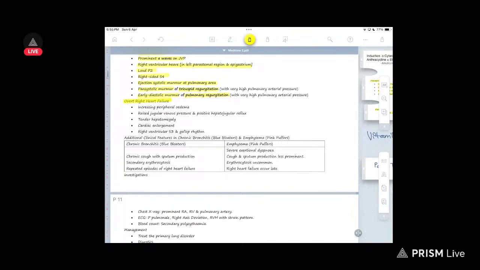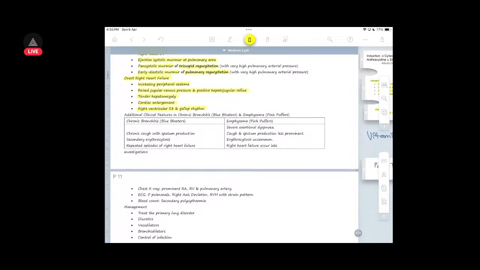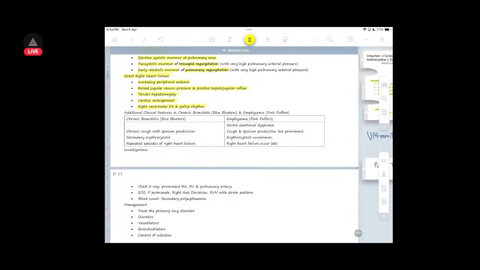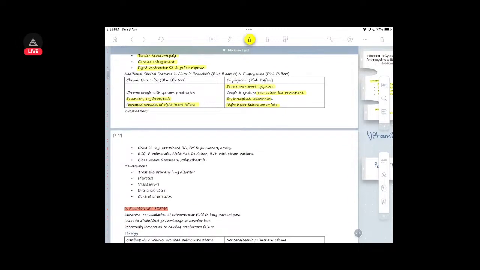Then you have overt right heart failure, in which there is increasing peripheral edema, increased jugular venous pressure, and positive hepatojugular reflex. You have tender hepatomegaly, cardiac enlargement will be there, right ventricular S3 and gallop rhythm also will be there. So additional clinical features in chronic bronchitis and emphysema you can see. So chronic cough with sputum production, blue bloaters, recurrent secondary erythrocytosis, and repeated episodes of right heart failure will be there in chronic bronchitis. But in emphysema, cough and sputum production less prominent, severe exertional dyspnea, erythrocytosis is uncommon, right heart failure also occurs very late.